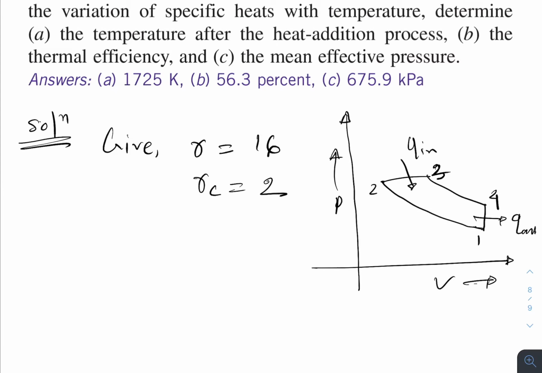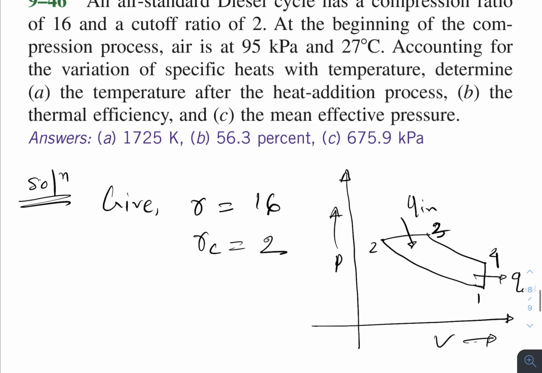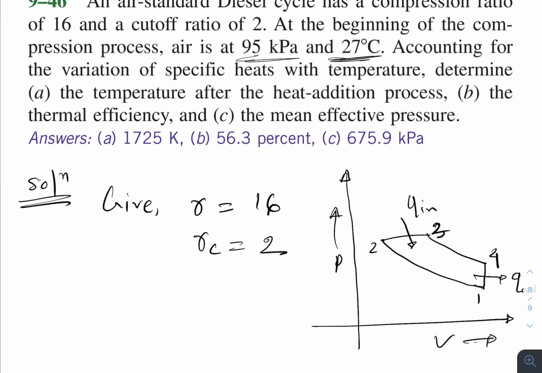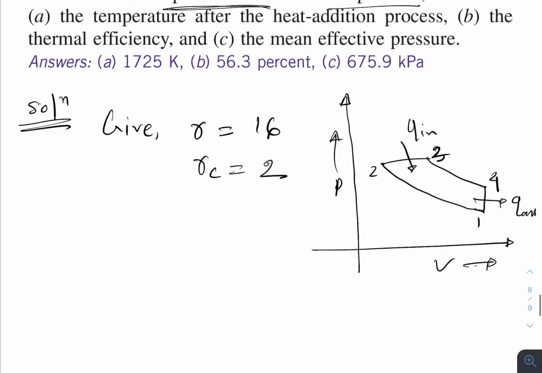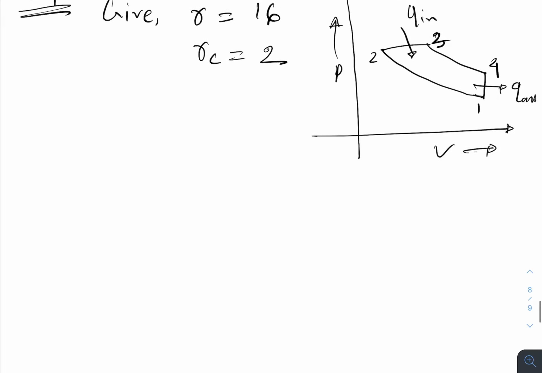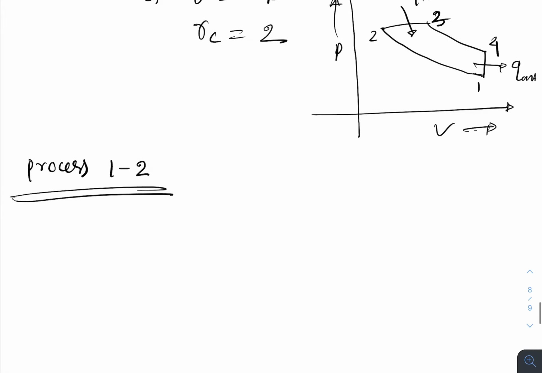So it's basically saying that during process 1 to 2, the temperature is 27 degrees C and the pressure is 95 kilopascal. Accounting for the variation of specific heat with temperature, determine the temperature after the heat addition process and thermal efficiency, as well as the mean effective pressure. So let's take a look at process 1 to 2.